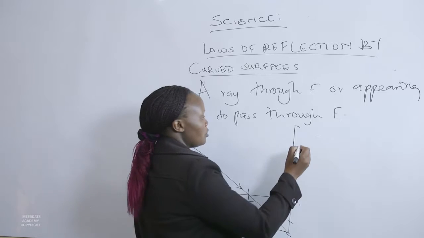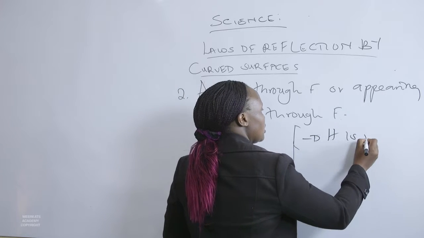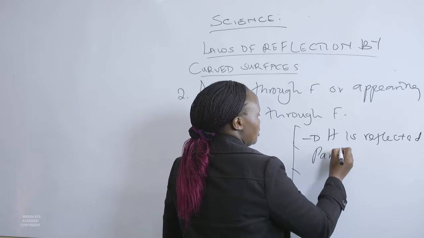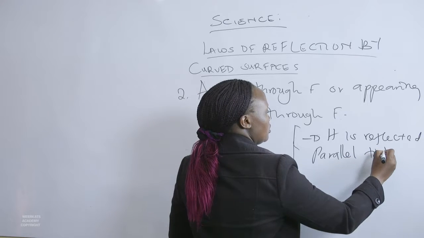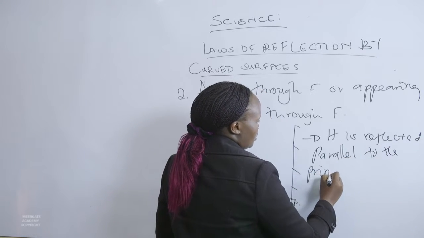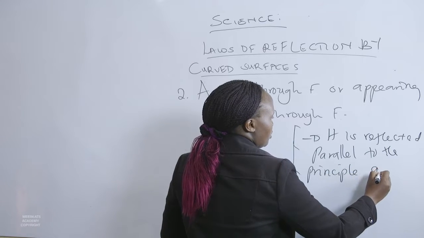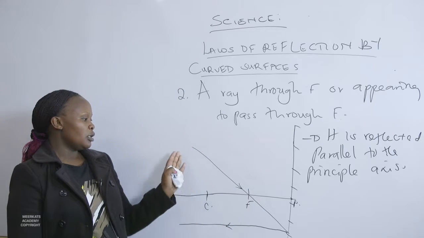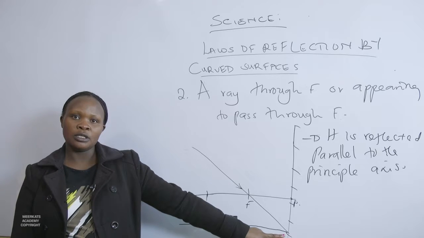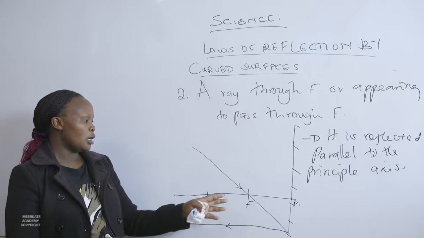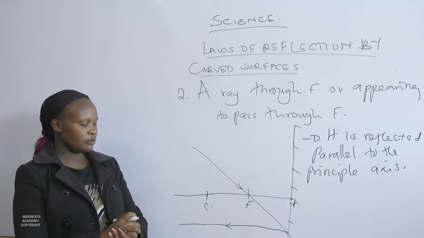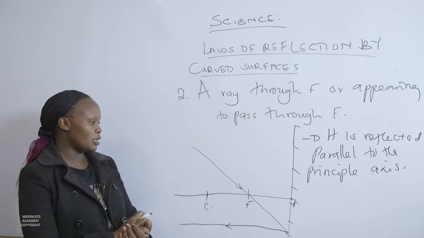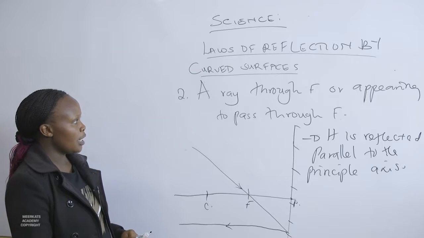Now, it's good to note that it is reflected parallel to the principal axis, in that it was incident at some point on our reflecting surface and it was passing through F. That's why the path now changes so that it traces one which is parallel to the principal axis.